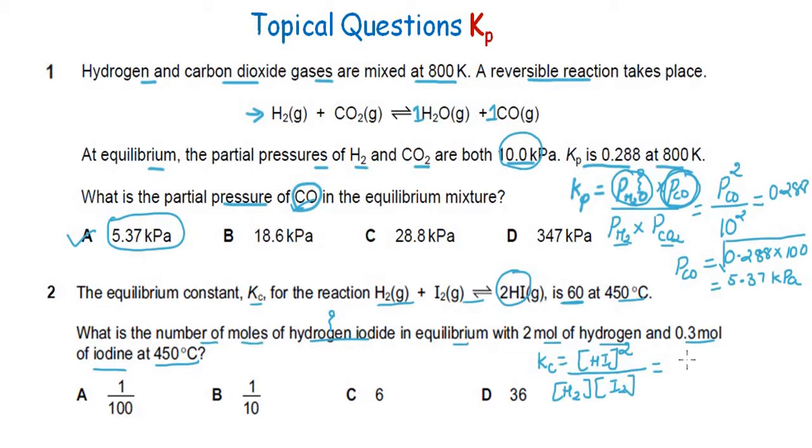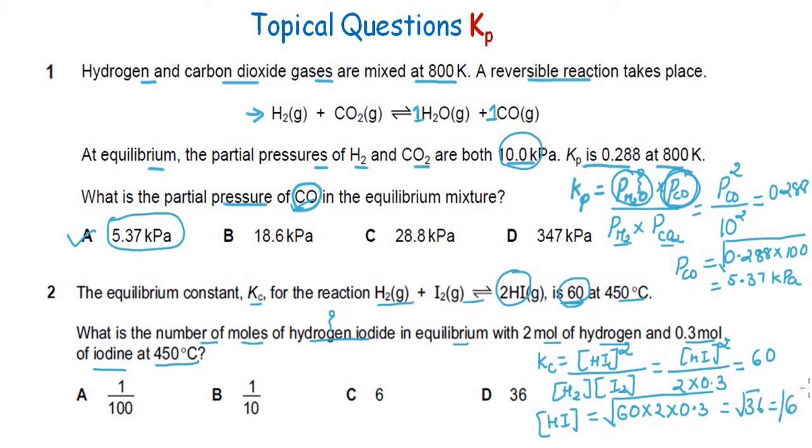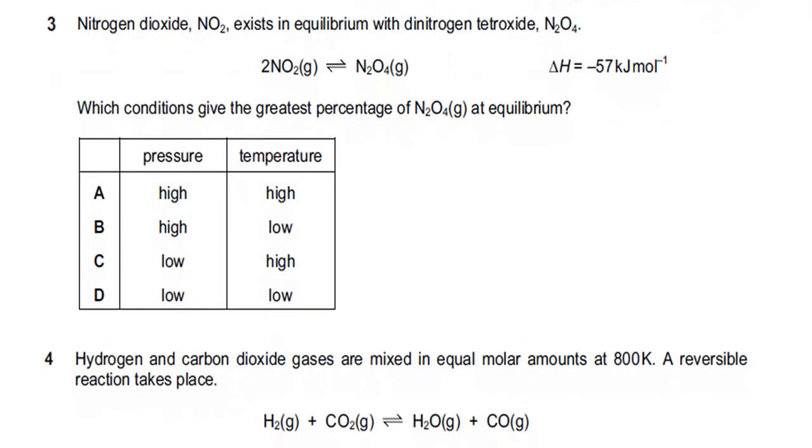Now we substitute the values. Hydrogen iodide raised to the power 2, divided by the values of hydrogen and iodine, 2 times 0.3, and the value of Kc is 60 from the question. Now to find the concentration of hydrogen iodide, that is the number of moles, we can say it is the root of 60 times 2 times 0.3, which is the root of 36, which is equal to 6. So the answer should be C, with the value 6 as the moles of hydrogen iodide. Let's go to the next question, the third MCQ.